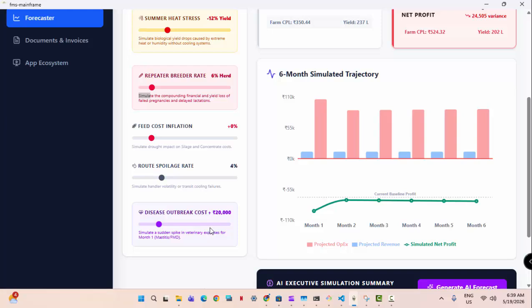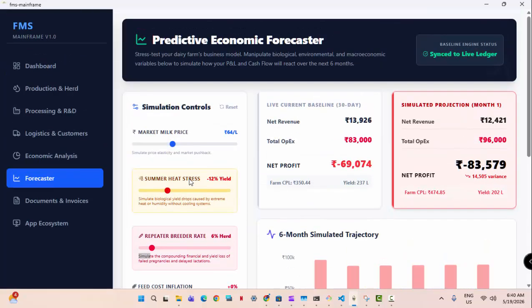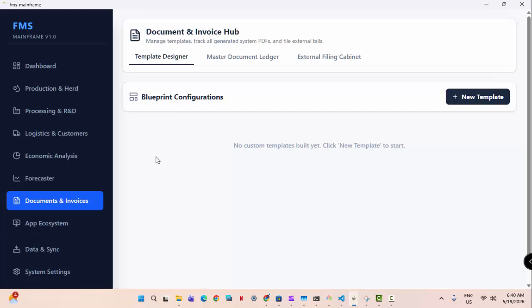It's horrible. I mean, it paints a horrible picture. Even just a single step, it takes the farm quite a bit backwards. So it helps the farmer to understand how important it is to keep the cows happy and running in their comfortable housing. Then we have documents and invoices.